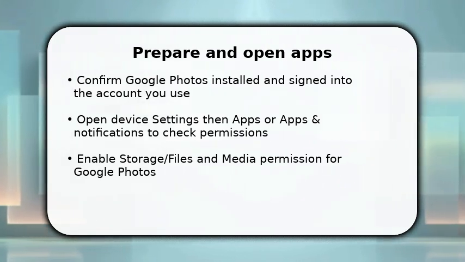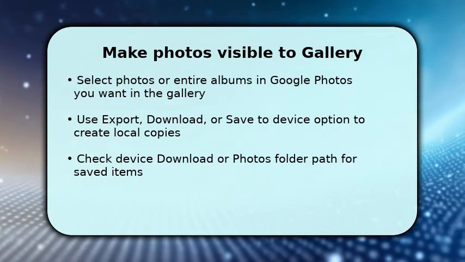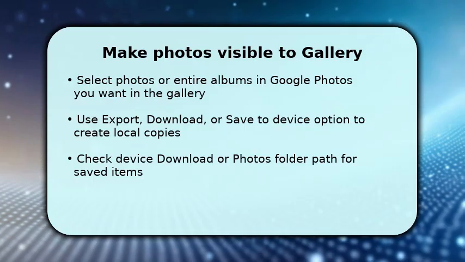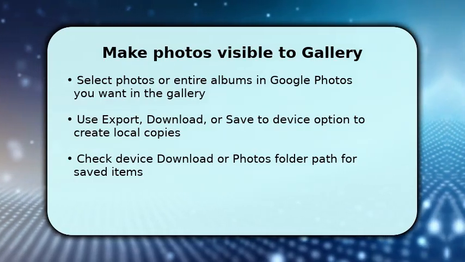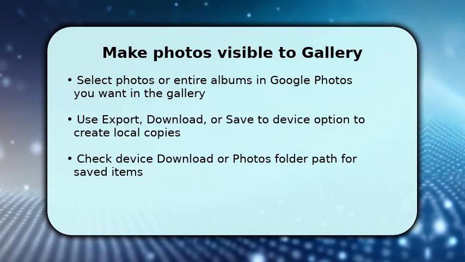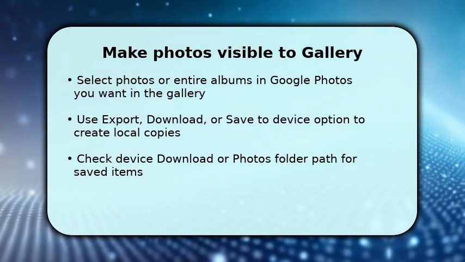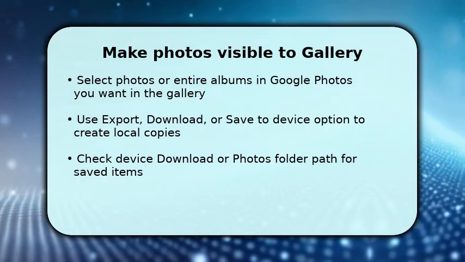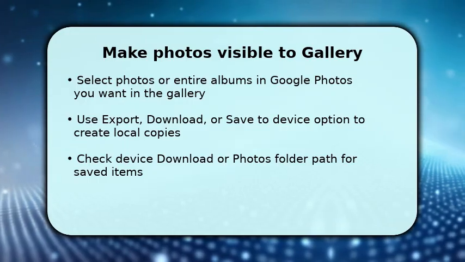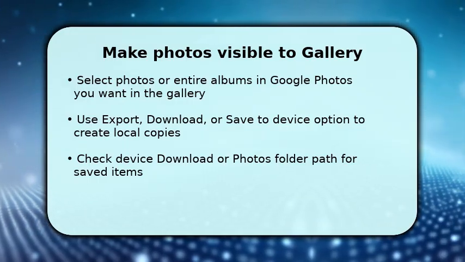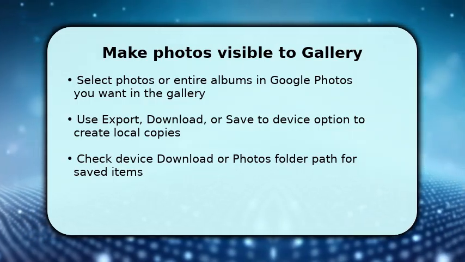You now create local copies so the gallery can index them. Select the photos or an album in Google Photos, then choose Download or Save to Device. On Android, use Export to Device if available. This action writes files into the device's Pictures or Downloads folder, which the gallery scans. Once the download finishes, open your Gallery app and pull to refresh or wait a short time for Media Scanner to run. If you prefer automatic syncing, enable backup and sync thoughtfully so originals stay accessible.